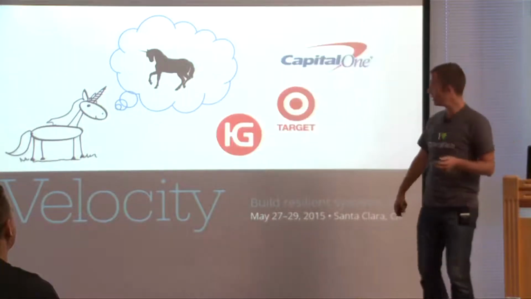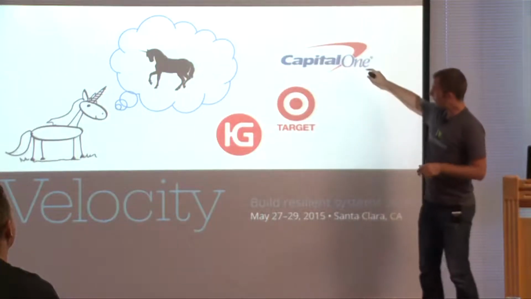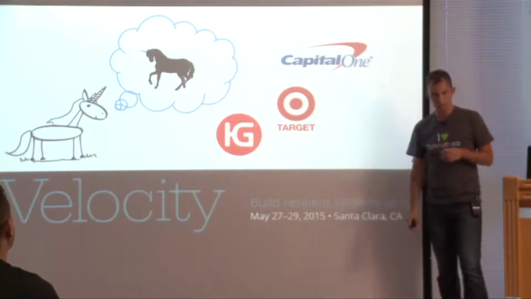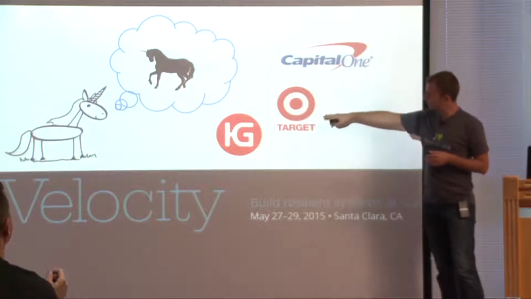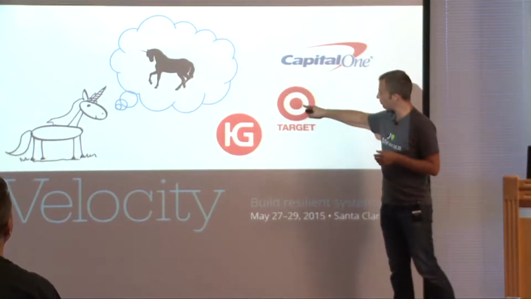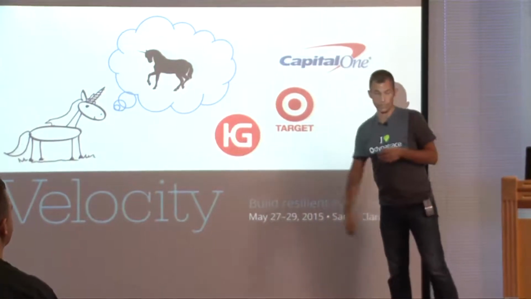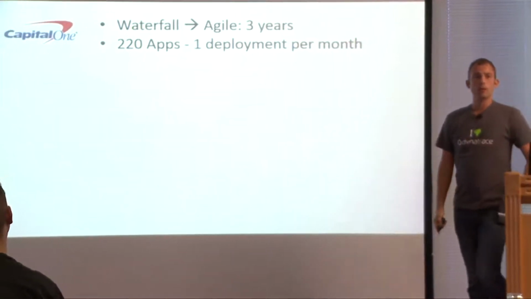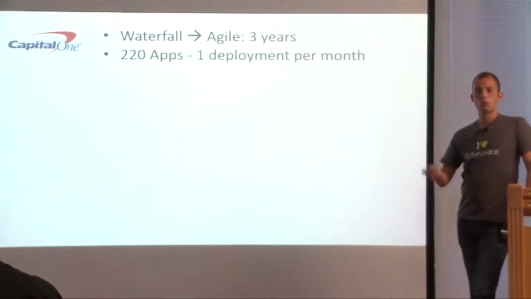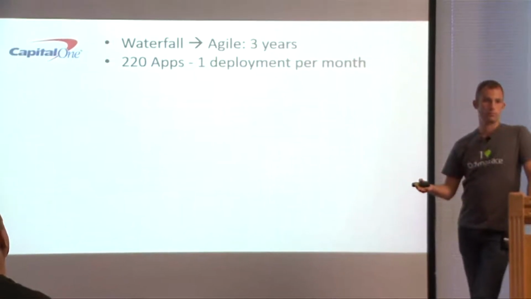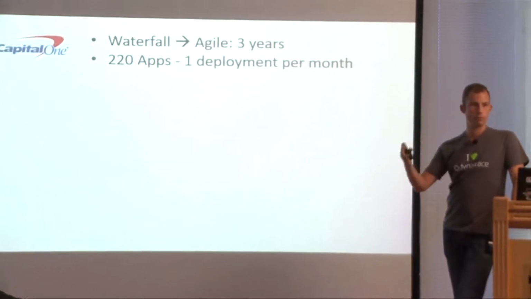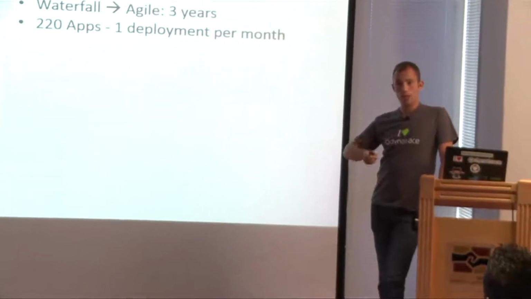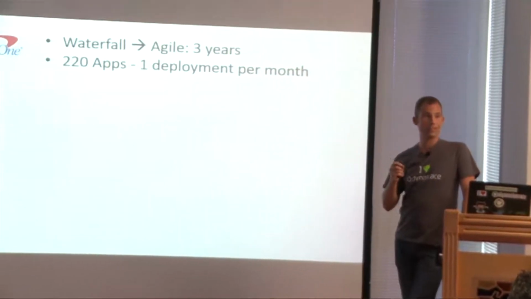But nowadays, we hear other companies too. Capital One Financial. This year, I was there in May in Santa Clara, and I listened to Capital One, Target, and ING, so a financial company, an online retailer, and another financial company. And here are some interesting things from them. Capital One took 3 years to go from Waterfall to Agile. They failed in the first attempts, but it took them 3 years. They have 220 apps, and they deploy every app once a month. And that's good enough for them.